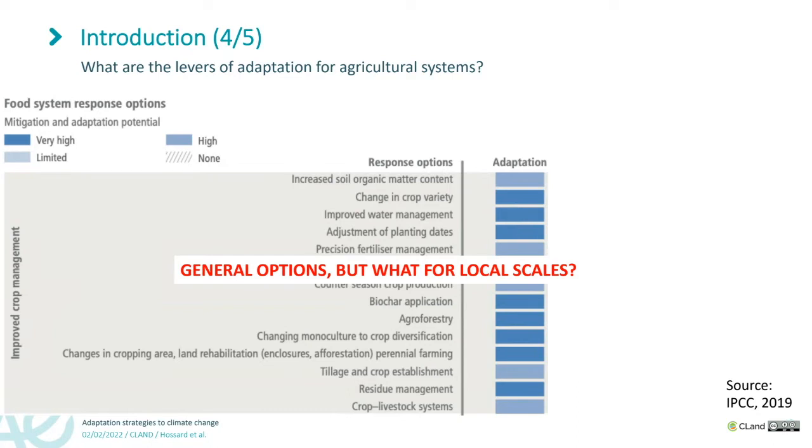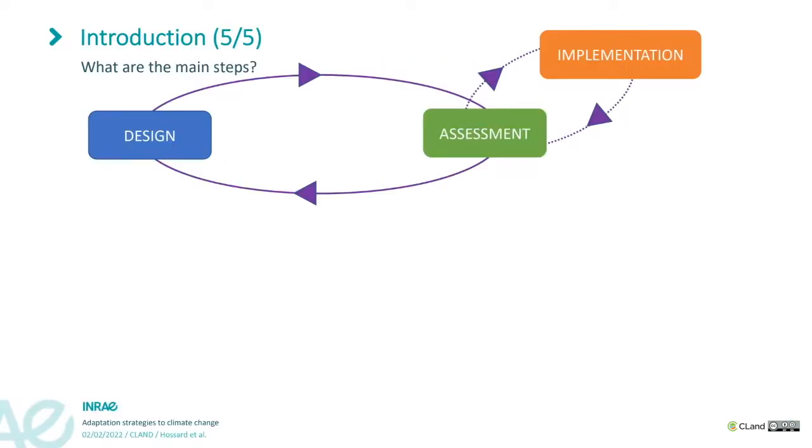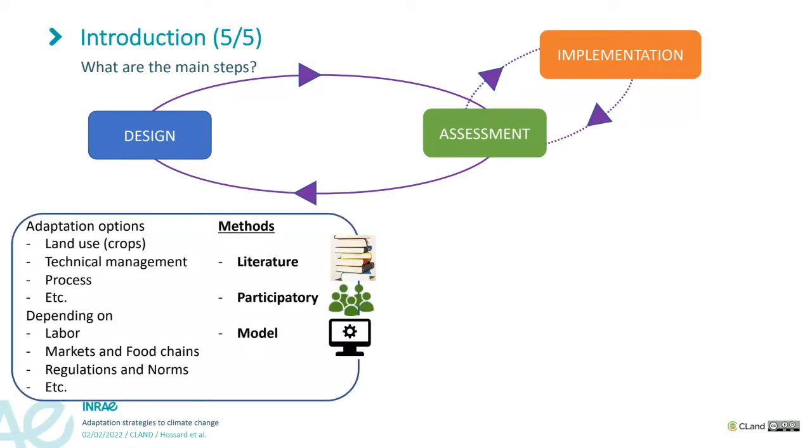So what about the local scale? And that's what the examples I will show you try to answer, in part. So what about adaptation? How do we do it? For us, there are three main steps, but I will focus on the first 2, which are designing adaptation, assessing those adaptations, and then we should go for implementation. I will not talk about implementation today because it's not our specialty in my unit.